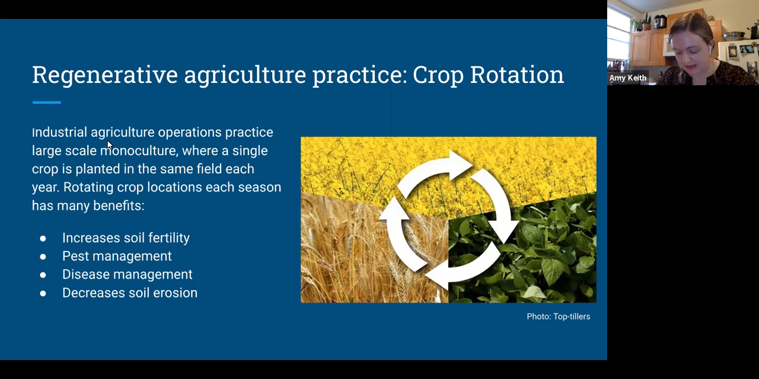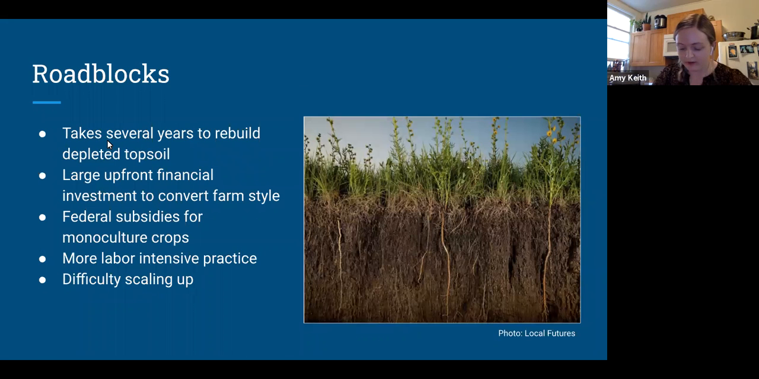Crop rotation is basically not practiced at all in the industrial agricultural system, which means a lot of chemical fertilizers and pesticides have to be used. So all of this sounds super reasonable, right? So why isn't regenerative agriculture practiced on a larger scale? Unfortunately, there are many roadblocks in the agriculture system making it difficult. The upfront investment, both in terms of time and money, is pretty significant.